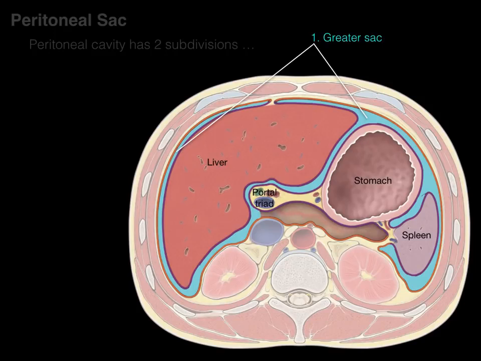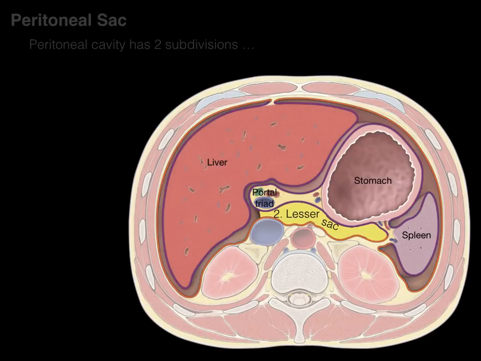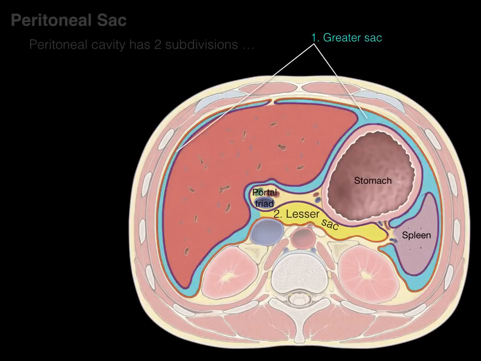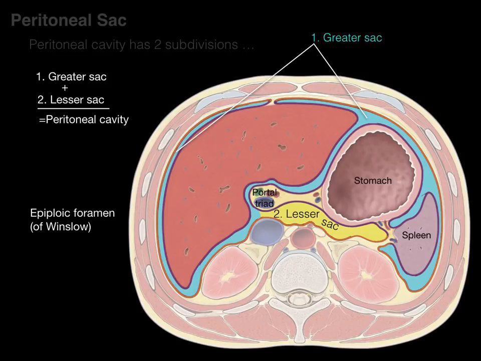The greater sac, which is the majority of the peritoneal cavity, but deep to the stomach, we've got this lesser sac right there. And so basically, the greater sac plus the lesser sac equals the peritoneal cavity. And so the lesser sac is really just this space deep to the stomach and lesser omentum and a little bit of the liver.